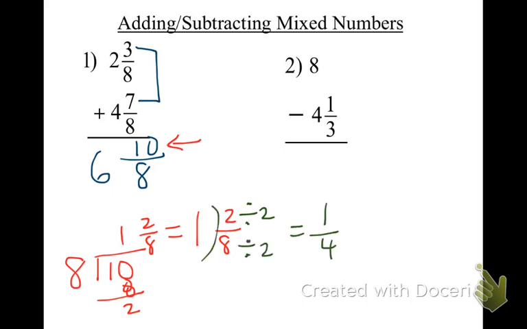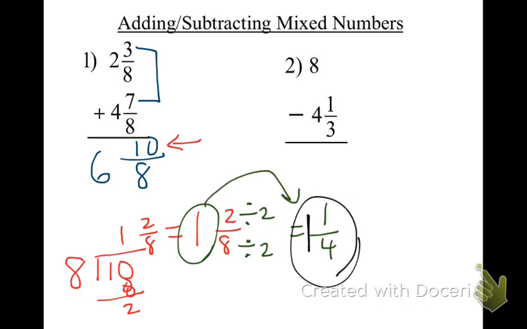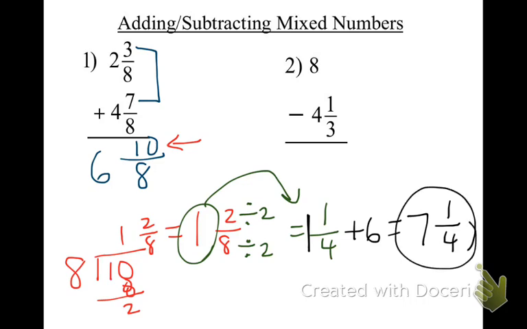But what did I forget? I forgot my 1. Don't forget to put it over there. So I have my 1 1/4. So is this my answer? Wrong. Why is this not my answer? Because I had this 6 to start with. So I have my 1 1/4 plus 6 is actually going to give me 7 1/4. 7 1/4 is going to be my answer. So make sure you have all these steps down. We have to have proper fractions.